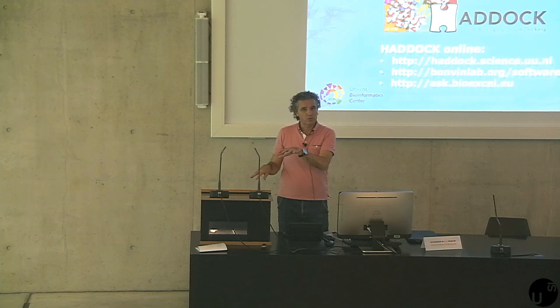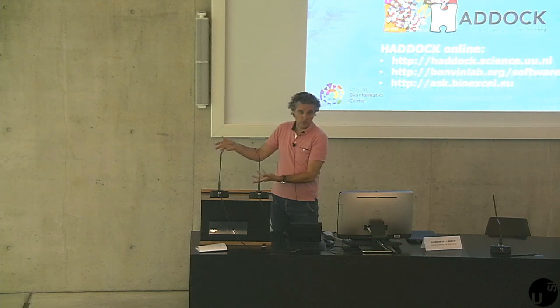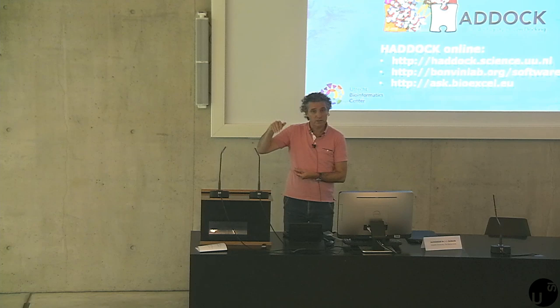So each stage has different weights, but the most important one is the rigid body one, because there we do a first selection, and you don't want to lose models in that selection. And then everything that goes from that first selection goes all the way to the end. So the final weight is the relevant one. So if you use the server, what you are being presented are the final weights of the water refinement stage. Okay, thank you.